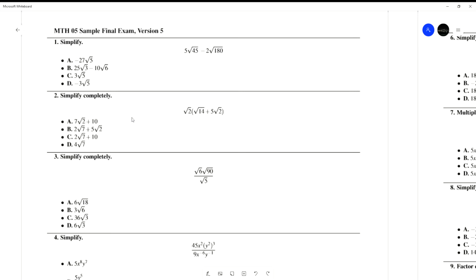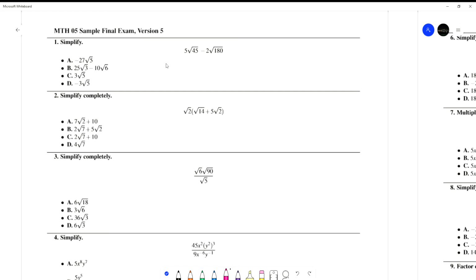Up and rolling. And we are looking at sample final exam version 5 today. And as you can see, all the questions that we've seen in the previous 4 exams, at least the type of questions, are the same, right? So there's no surprise. Look at that. We have our first example. Our first problem here is simplifying and combining radicals, right?